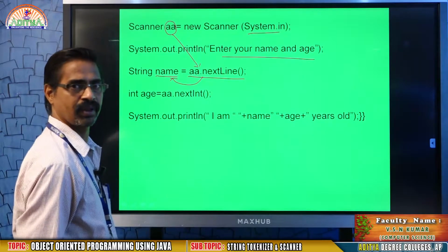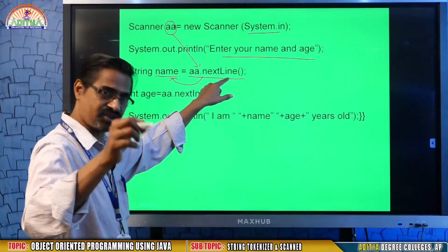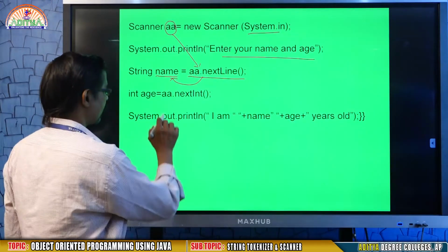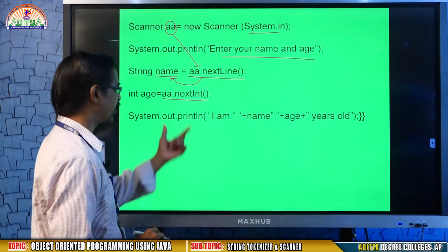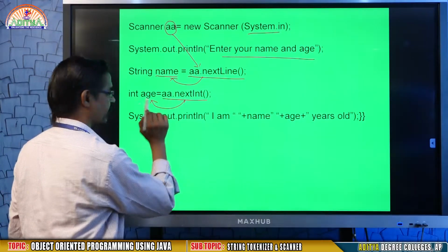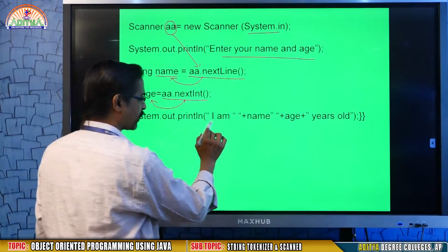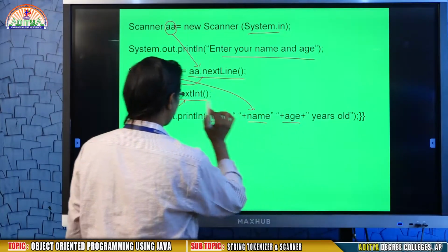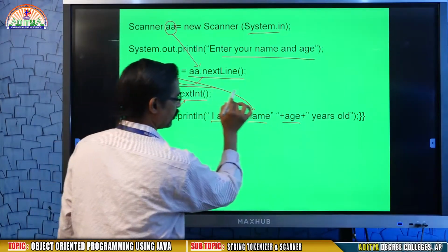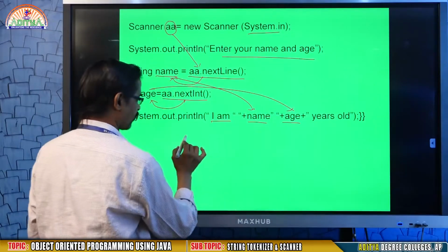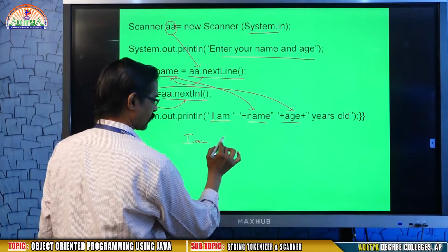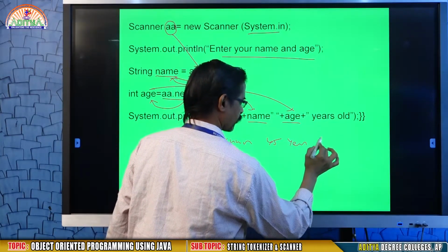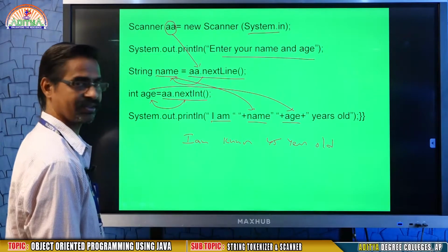object. It will take a name as a string, and the variable name is also a string, so that string will be assigned to name. Now, a.nextInt will read an integer, and that integer will be assigned to age. Now I am printing with System.out.println: in the place of name, it will write name, and in the place of age, it will write age, years. For example, I am Kumar, 45 years old.